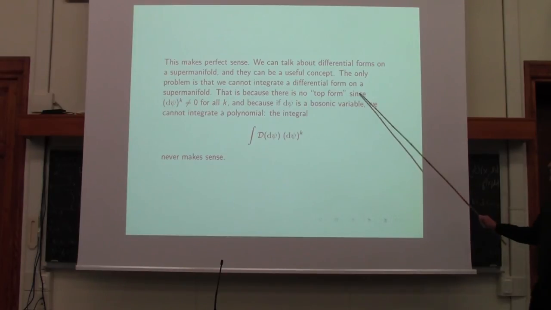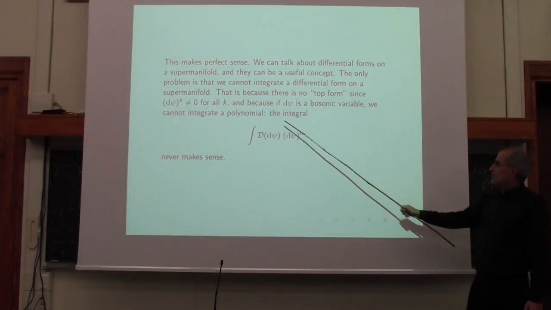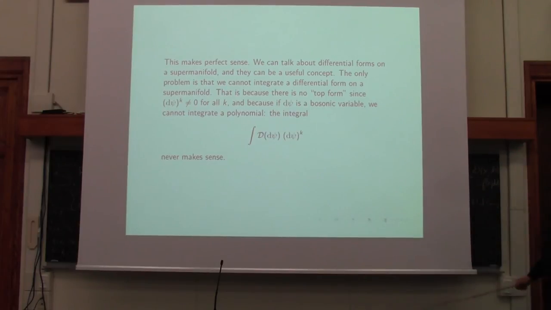The only thing which is wrong is that we can't integrate a differential form on a supermanifold. That's because there's no top form. d psi to the k is non-zero for all k, so we never get to the top. And because d psi is a bosonic variable, we can't integrate a polynomial. The integral over d psi of any power of d psi never makes sense.